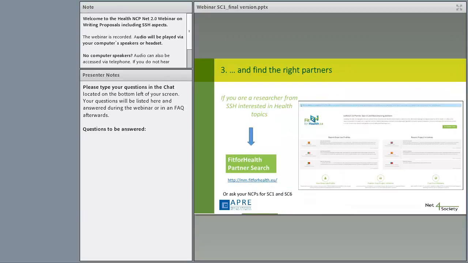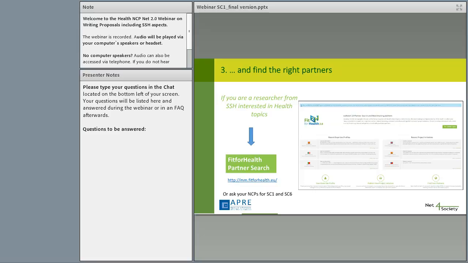If you are a researcher from the SSH world, from the socio-economic sciences and humanities, but you are interested in health topics, of course you can check the partner search tool provided by Fit for Health. That is the most official platform for partner search for health that we have for Horizon 2020. And here you can look for the profile that you are looking for.